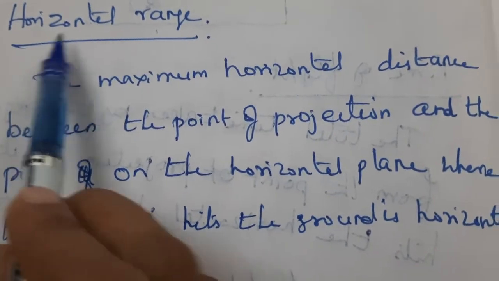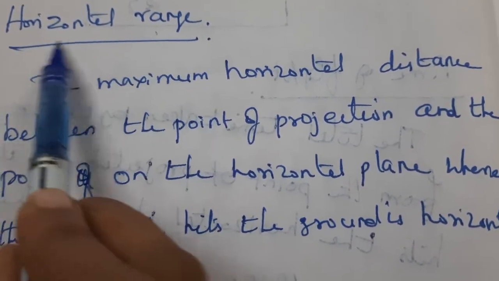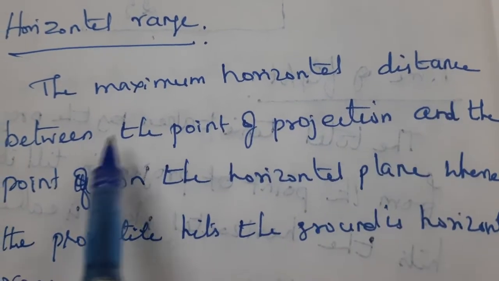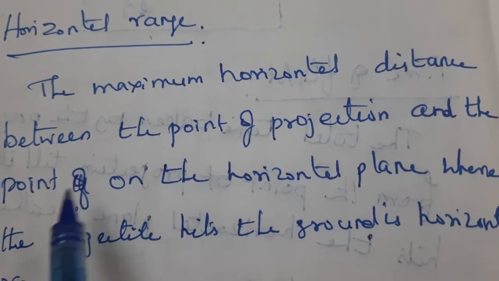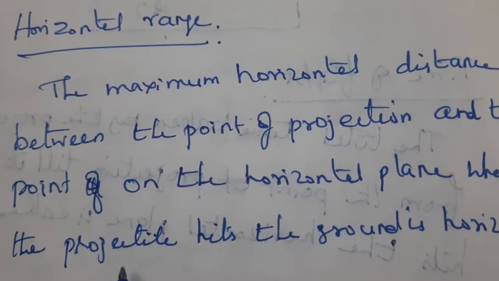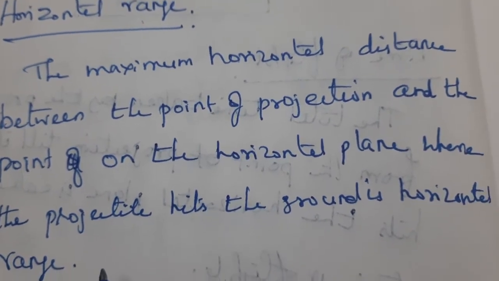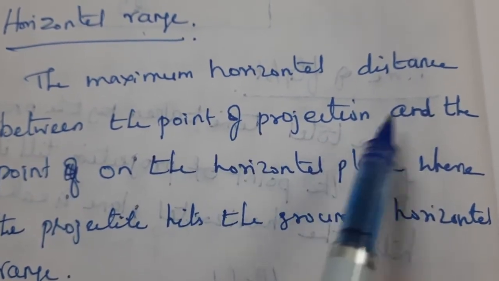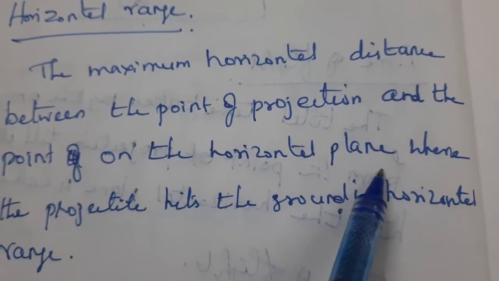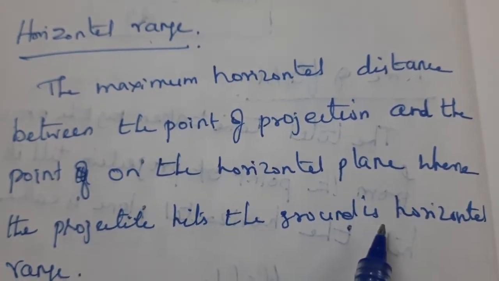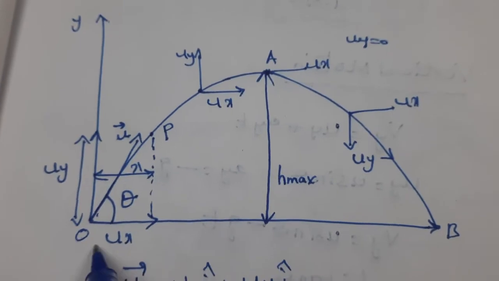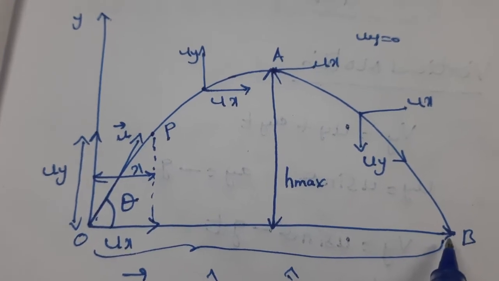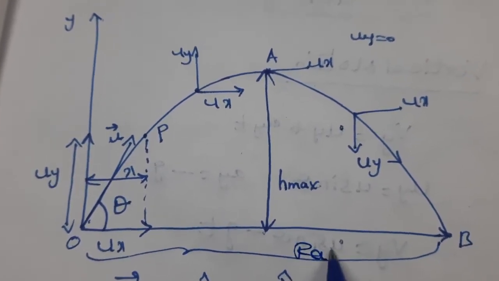The next one is horizontal range. What is horizontal range? The maximum horizontal distance between the point of projection and the point on the horizontal plane where the projectile hits the ground is the horizontal range. Here, this distance from the point of projection to where it reaches the ground is the range.